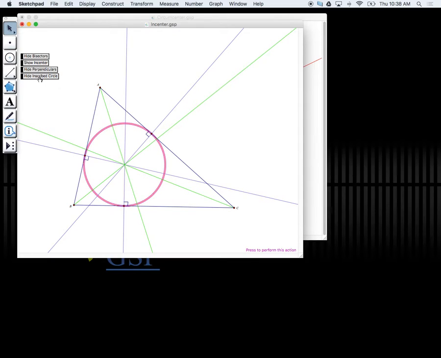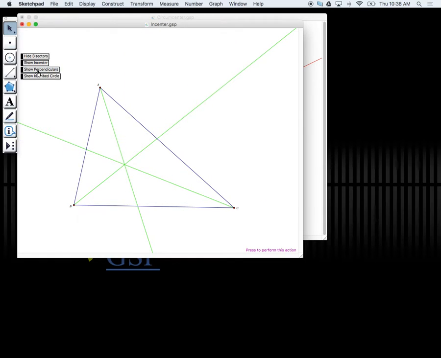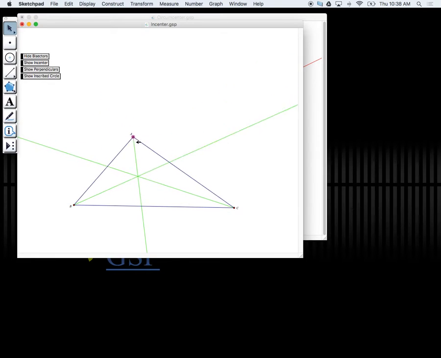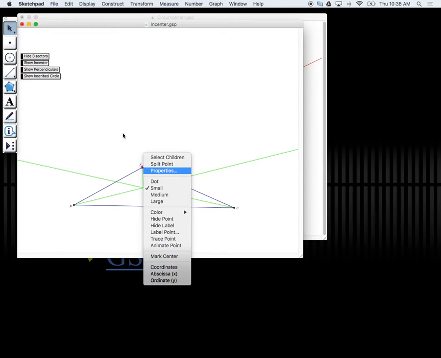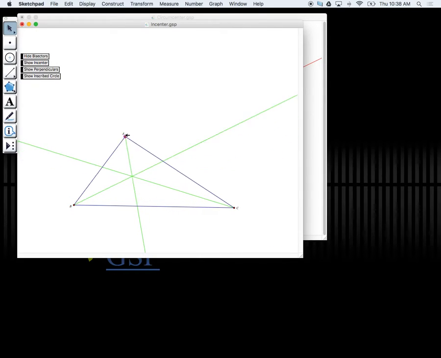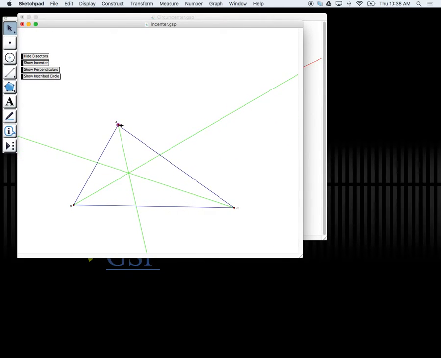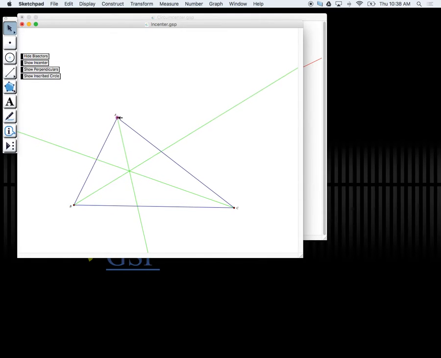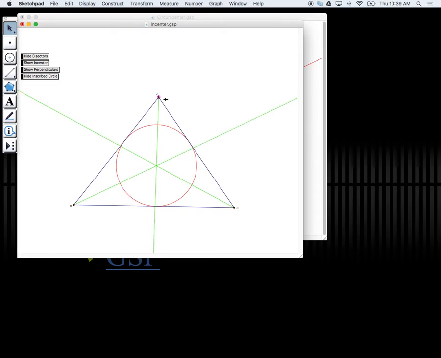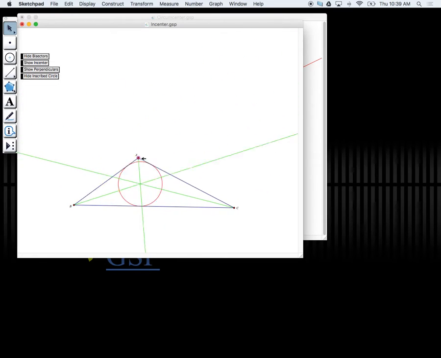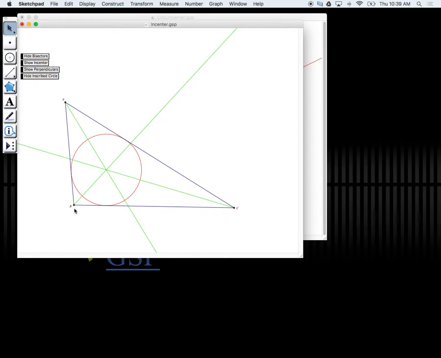So notice now, actually let me hide that for a second. We'll just do this one. Acute triangle, inside. Obtuse triangle, inside. Right triangle, inside. So the incenter is always inside the triangle. And then the last is the inscribed circle. So that inscribed circle stays inside the triangle no matter how you drag this around.